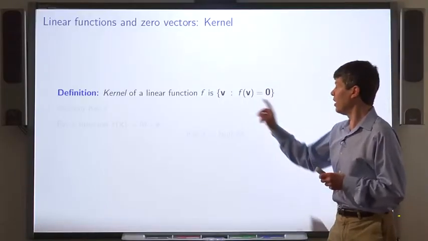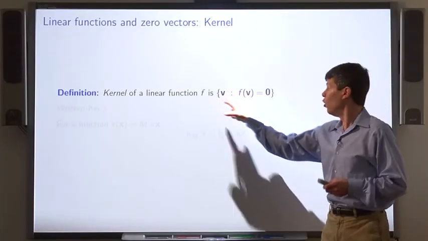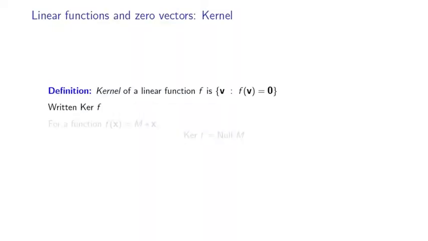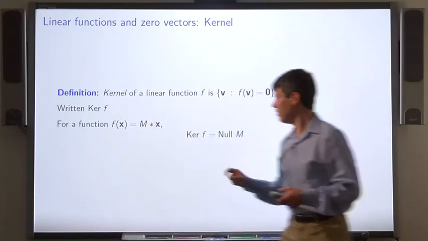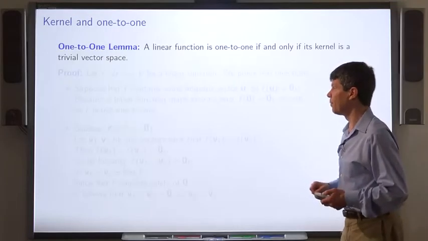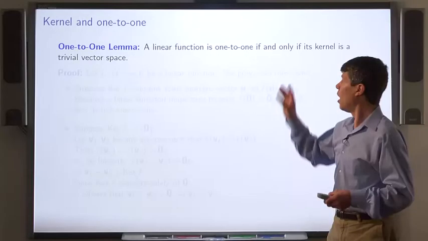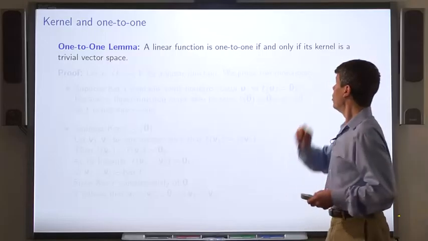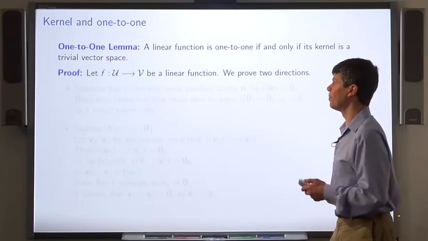The kernel of a linear function f is the set of vectors v whose image is the zero vector. It's written ker f. For a function defined by matrix-vector multiplication, f(x) = M times x, the kernel of f is just the null space of the matrix M. Now we prove what I call the one-to-one lemma. A linear function is one-to-one if and only if its kernel is a trivial vector space.